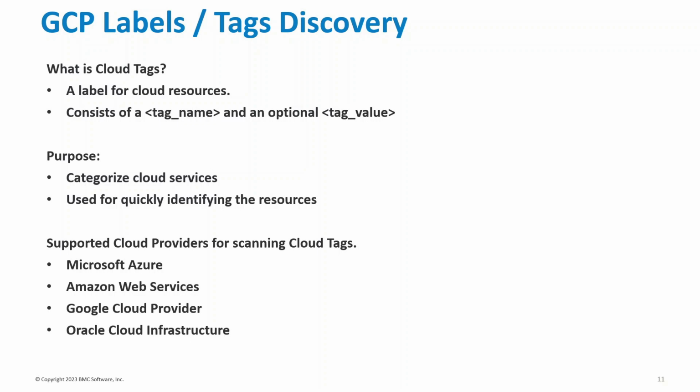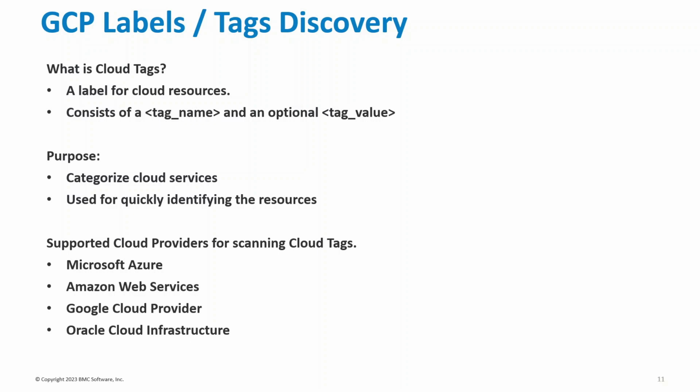GCP labels are modeled as tag attributes in Discovery UI. We'll be seeing a demo on how to assign labels in GCP and how to discover them using BMC Discovery. What is a cloud tag? It is basically a label which you can assign to any of your cloud resources or services. It consists of a tag name and an optional tag value.